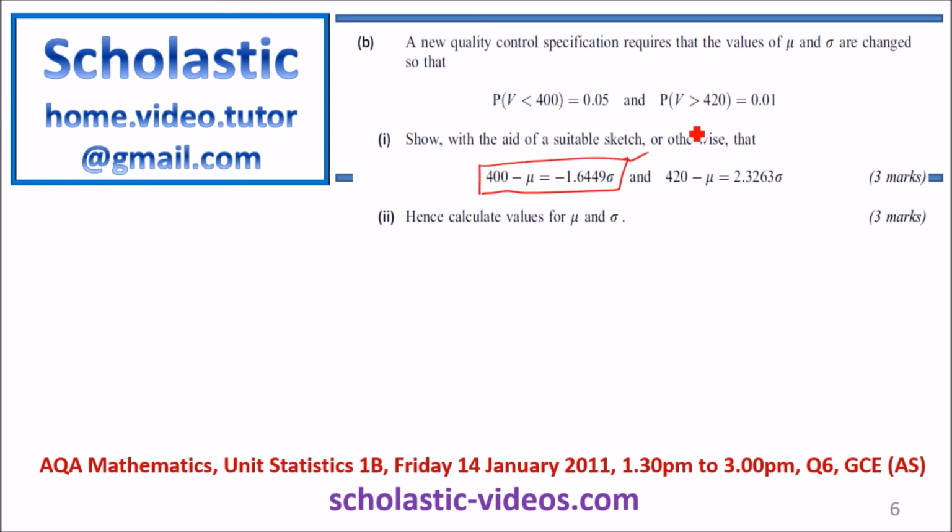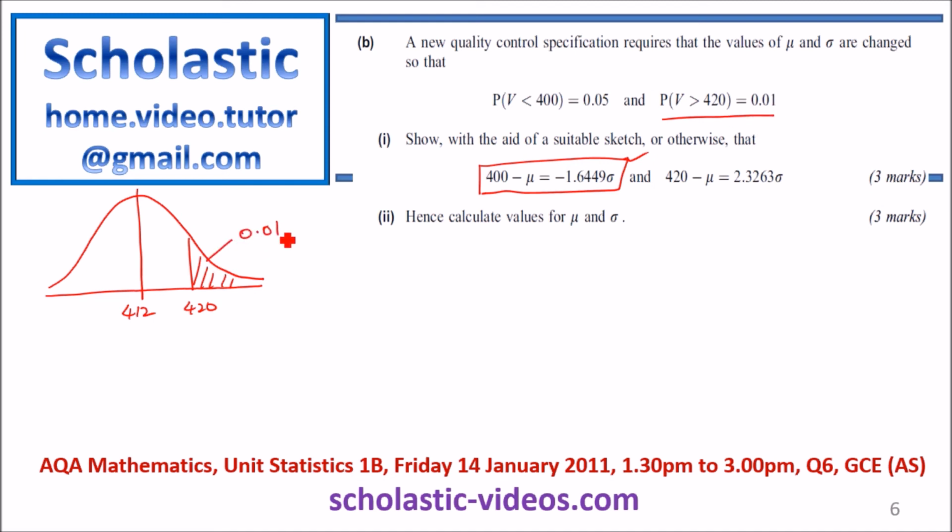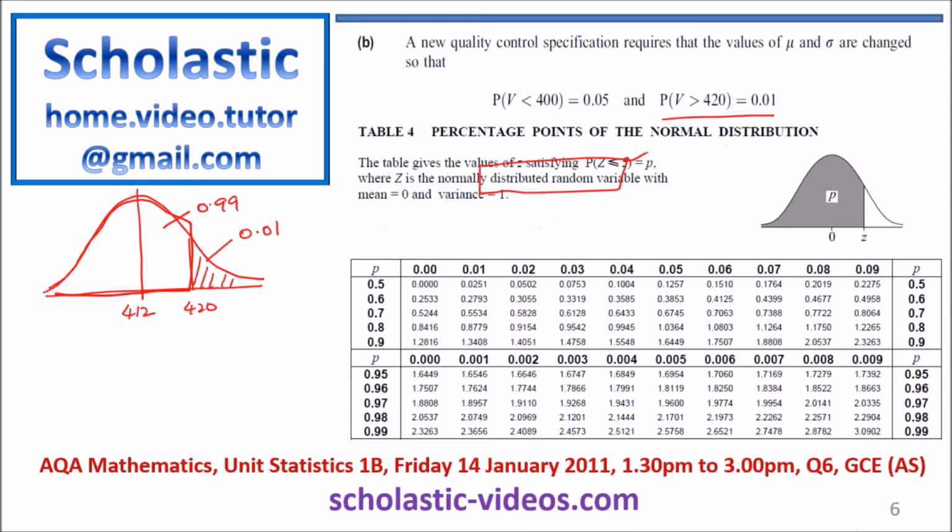Similarly, we have the second condition here. So again, we can visualize by using a simple sketch here. So we have the 420. In this case, this is mu, and greater than 420 is here. So the probability when it is greater than 420 is 0.01. Therefore this big area is equal to 0.99. So what we now have to do is go back to the table, because this area is given as 0.99. So what is the value of Z?